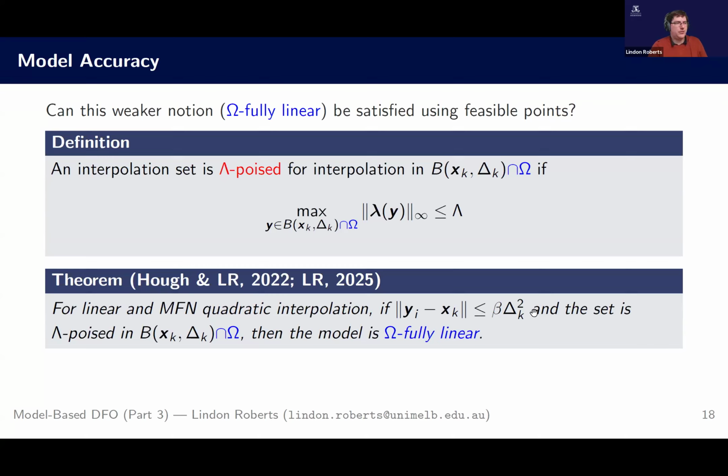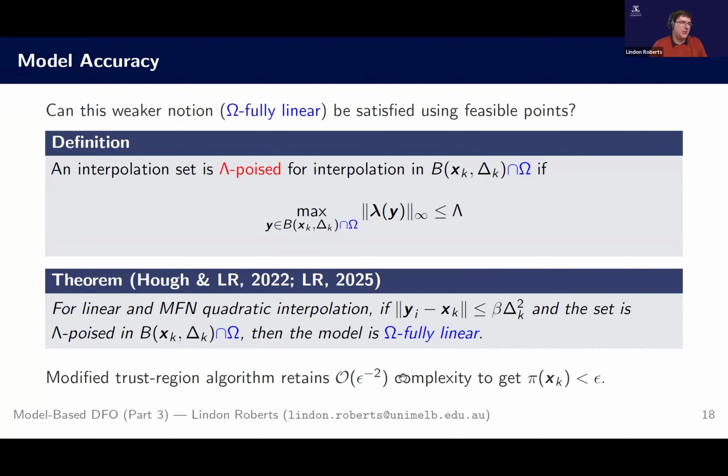If all your points are close to xk and your set is lambda poised inside the feasible region, then the model is fully linear in this modified sense that adapts to the geometry of your feasible region. And so if you can do this, then you can get convergence of your algorithm. So you get this epsilon to the -2 complexity to drive your first order measure of stationarity below epsilon.